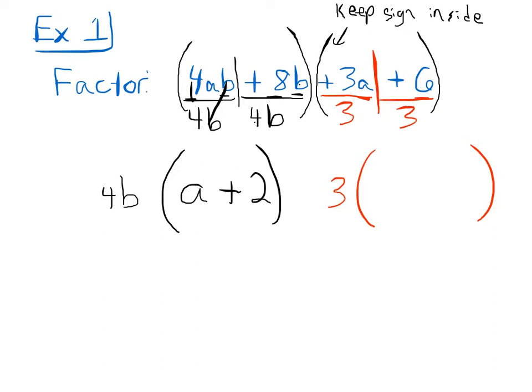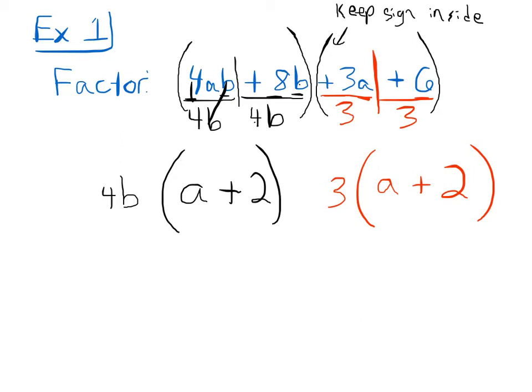Again, this is stuff that we did in the last objective. We're factoring out a GCF. Okay, 3 over 3 cancels. What's left? A. And then 6 divided by 3, a positive 6 divided by 3 is a positive 2. Okay, so that's what's left. Okay, so that was step 3. We factored out the GCF.